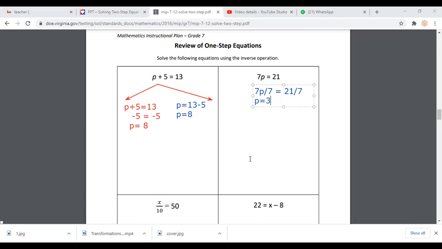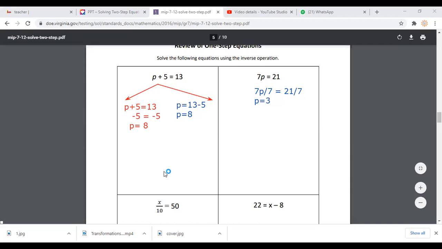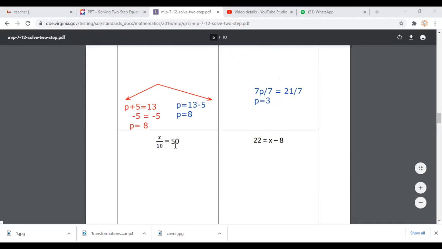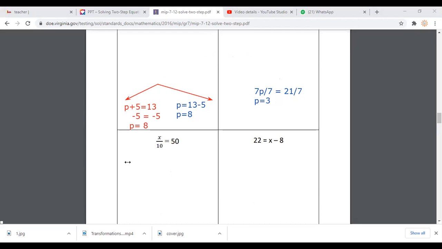Let's move to the next question. Who will answer the next question? x over 10 equals 50. Yes, Mark. Go on, Mark. How will we answer? 50 divided by 10?